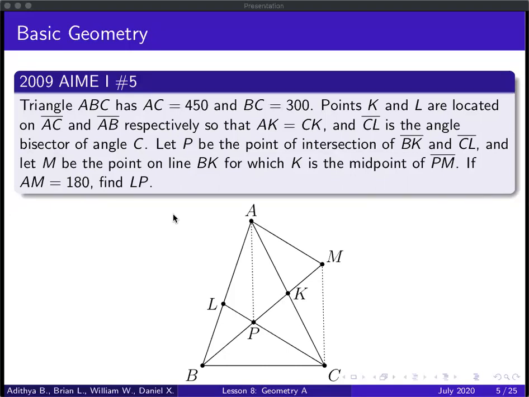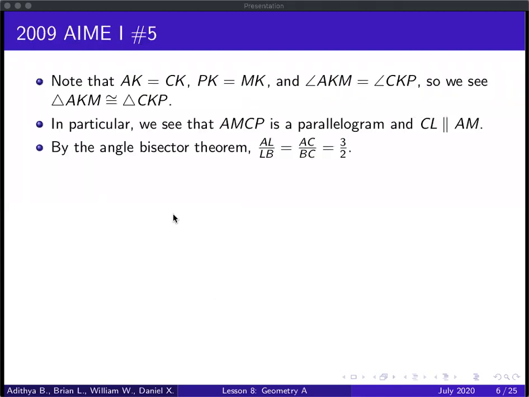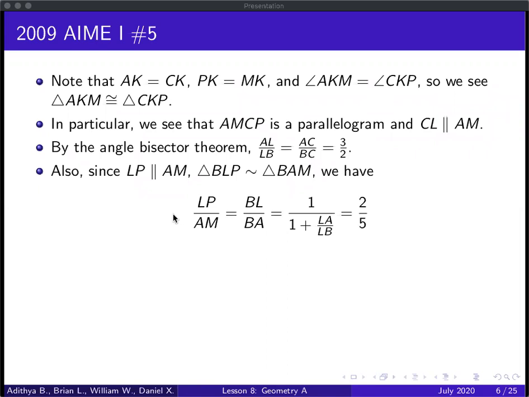So, but now the idea is we have AL to LB is 3 to 2, as we just said. And we're given AM and we want to find LP. So from here, we should have all the information that we need because we have those two similar triangles. In particular, BLP is similar to BAM, and we can find the ratio of these triangles to be 2 to 5.